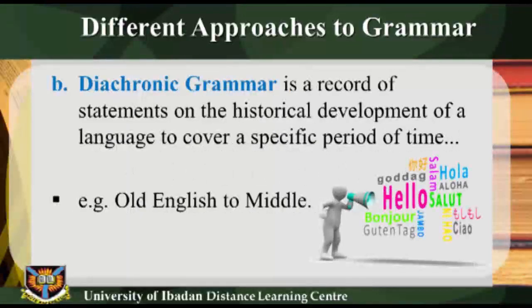B. Diachronic grammar. A record of statements on the historical development of a language through a particular period of time. Example, the grammar of English written to cover a specific period of time. Example, Old English to Middle English.